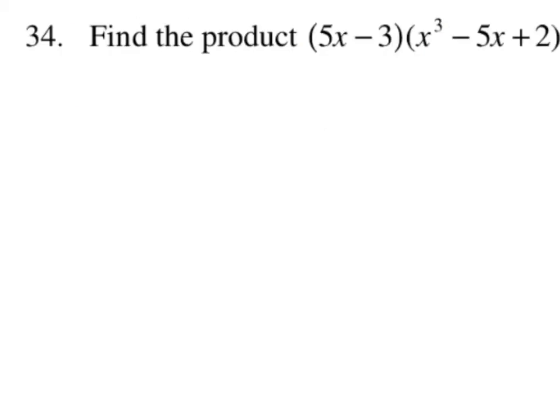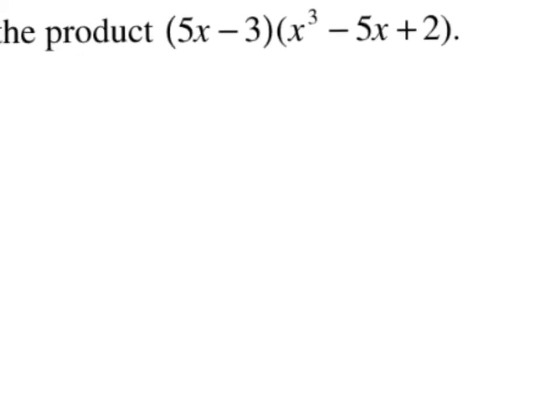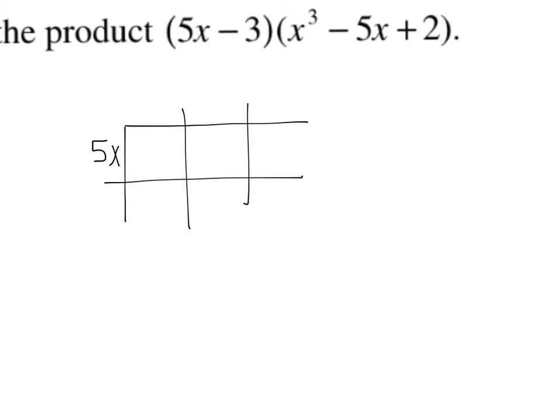To find the product of a 2 by 3 term polynomial, I'm going to do the box method. So I will draw a 2 by 3 box. On the side, I'll have 5x and negative 3. On the top, I'll have x to the third, negative 5x, and 2.